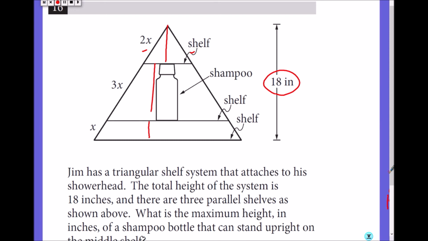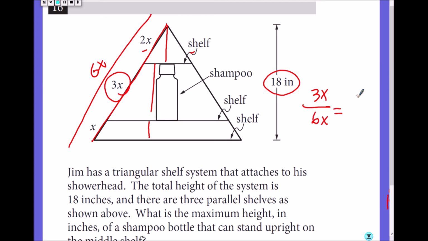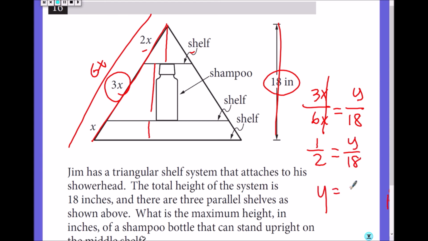So they're proportional. As you can see, the whole thing adds up to 6x: 2x plus 3x plus x. This is half of it, right? So 3x over the whole thing, 6x, must equal whatever we're looking for. Let's just call it y over 18, the whole thing is 18. As you can see, it's half. So y over 18 must be half, so y must be 9. Okay.